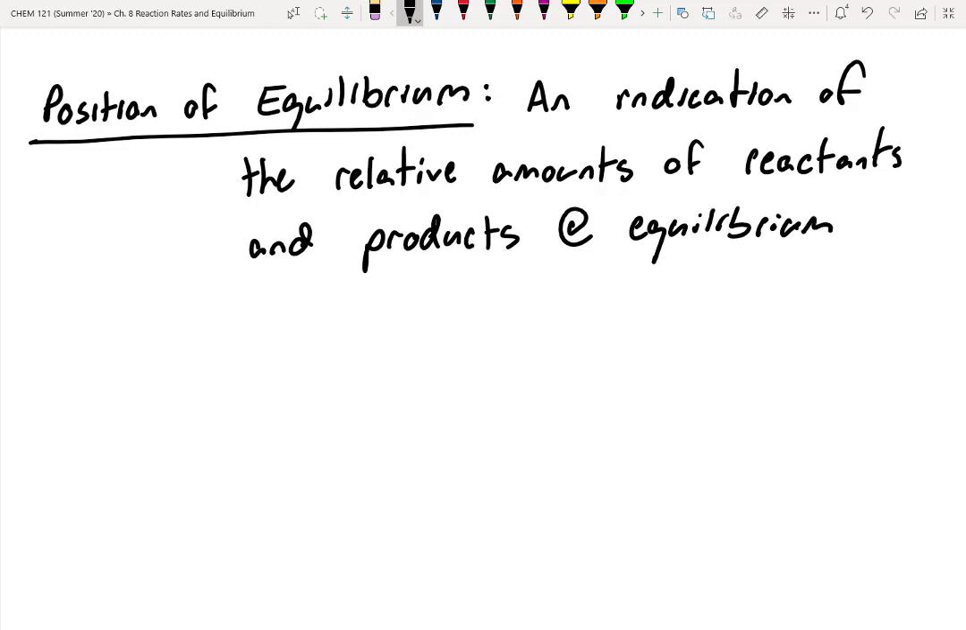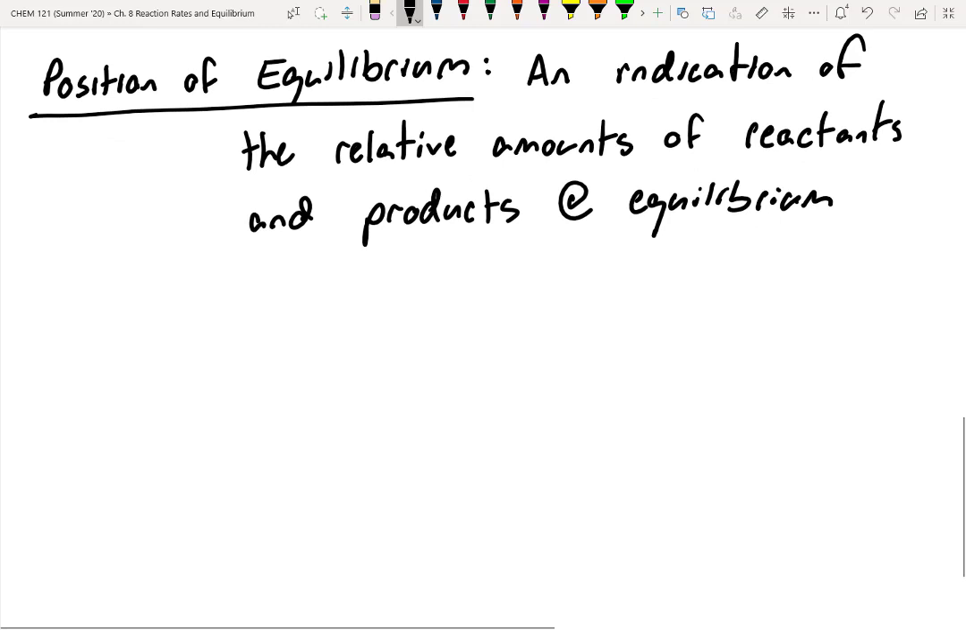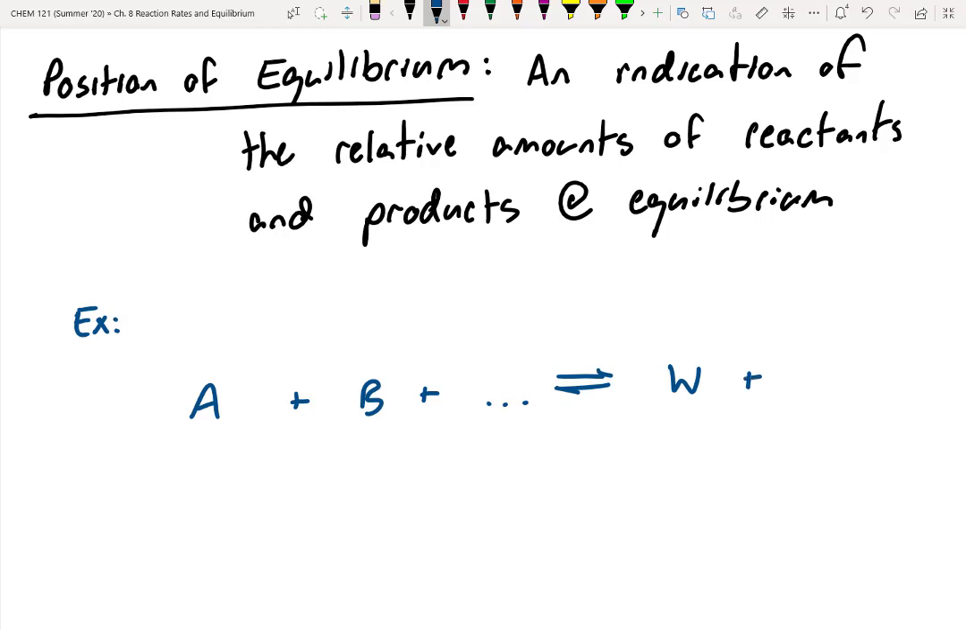All right, and we can study this a fair amount. So let's give an example. And this one's going to look a little bit funny, but let's imagine that we've got reactant A reacting with reactant B, and so on. And this is going to be in equilibrium with W and X and maybe some other things.